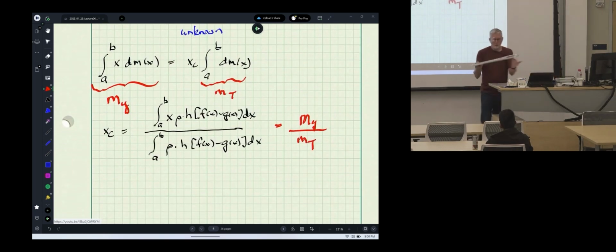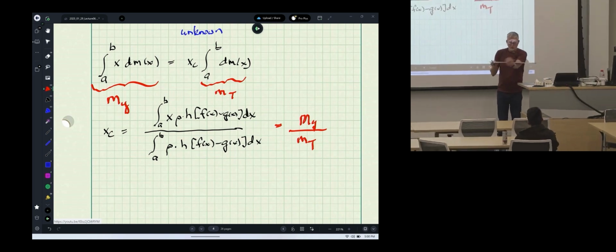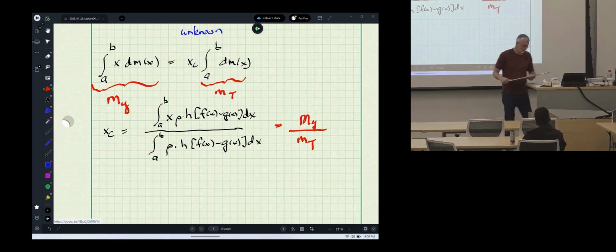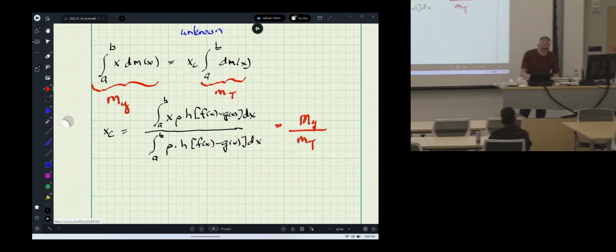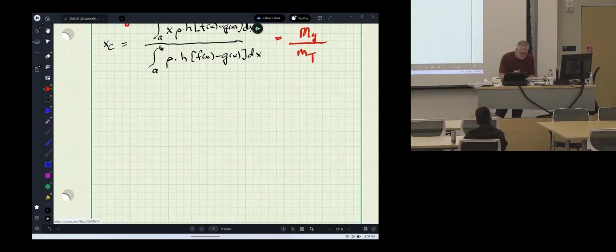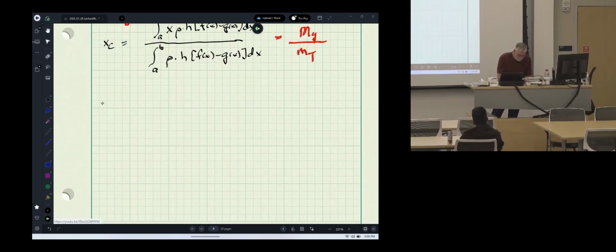Okay, so that's the moment about the x-axis, because we defined this to be the x-axis. Now we get to the moment for the other direction. That's more interesting. Okay, so let's try to figure out, so finding yC, the y position of the center of mass.